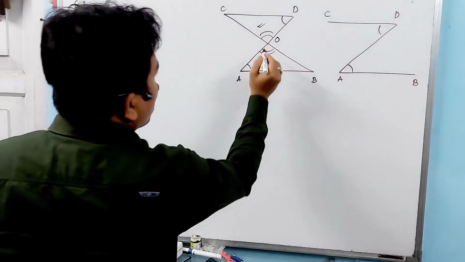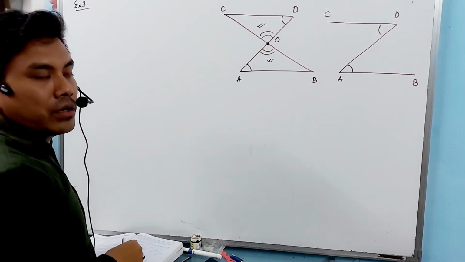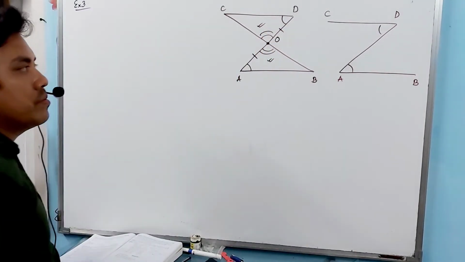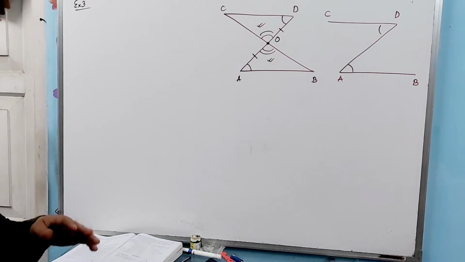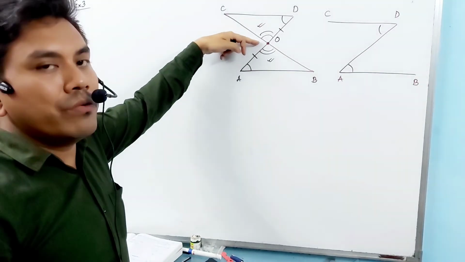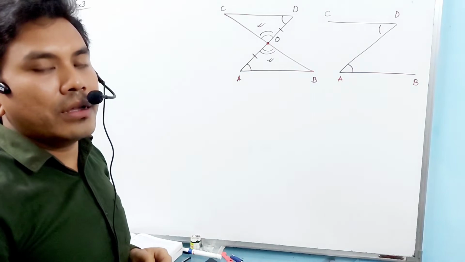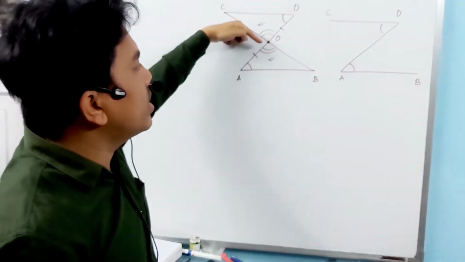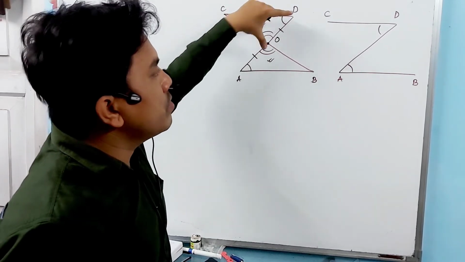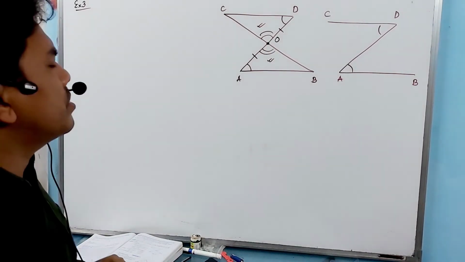Now we were given that O is the midpoint of AD. Then, I think OA and OD will be equal. For any line segment, if the midpoint is given, then that midpoint will be dividing the line segment equally. It will be bisecting the line segment. So here it was given already that O is the midpoint of AD. Then we can say that AO will be equal to OD. Clear? Alright. I think we have completed now.